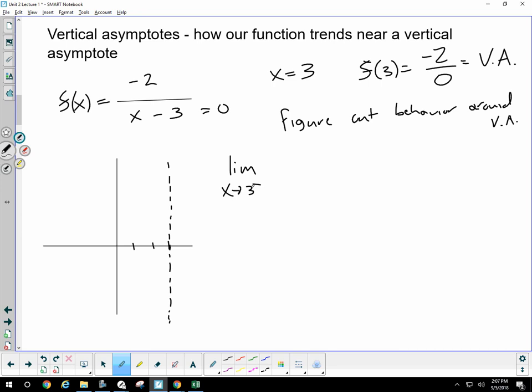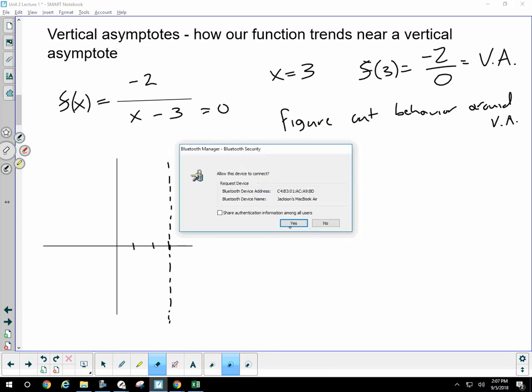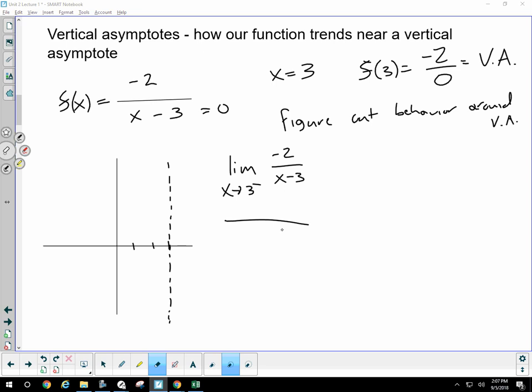I'll look at the limit as x approaches 3 from the left of -2 over x minus 3. This is more of a conceptual understanding using just your knowledge of what a number to the left of 3 looks like. Well, on a number line, a number to the left of 3 is like 2.999. If I took that number and plugged it in for x, yeah, I'm getting very, very close to 0.